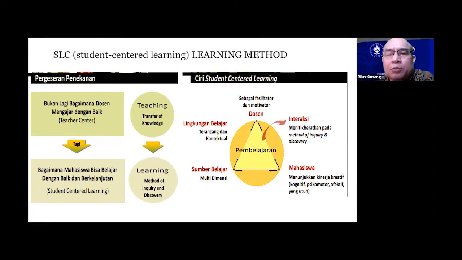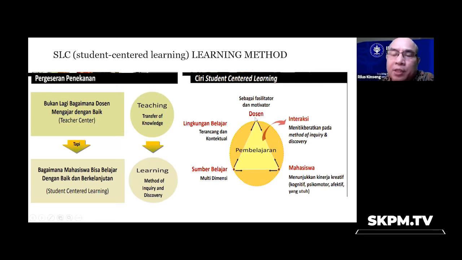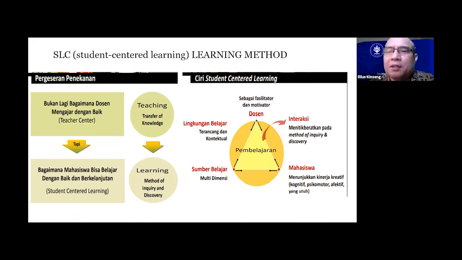And this one also explains the position of the student as well as the lecturer. For example, in student-centered learning, the lecturer becomes a facilitator and motivator. It's not someone who gives you everything that you have to memorize and understand. Instead, we become a provocateur. We just facilitate you to learn independently.